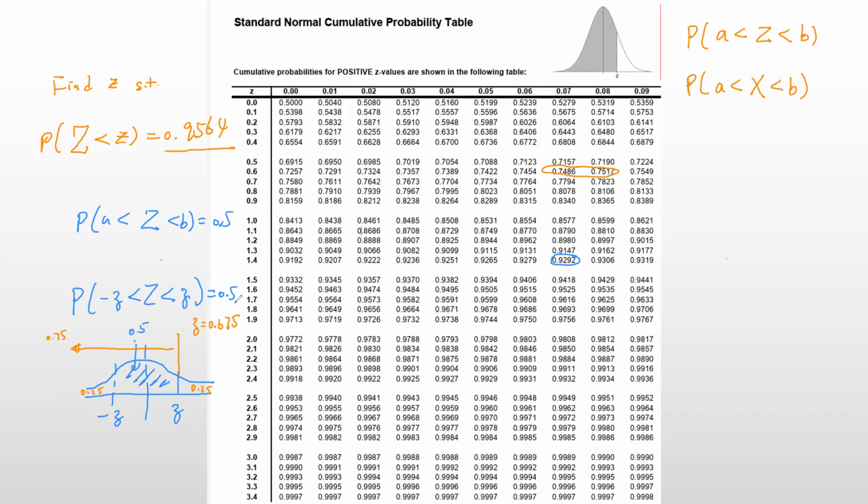All right. So this is a type of problem you need to be able to figure out: find z if the probability of Z less than some a is known.